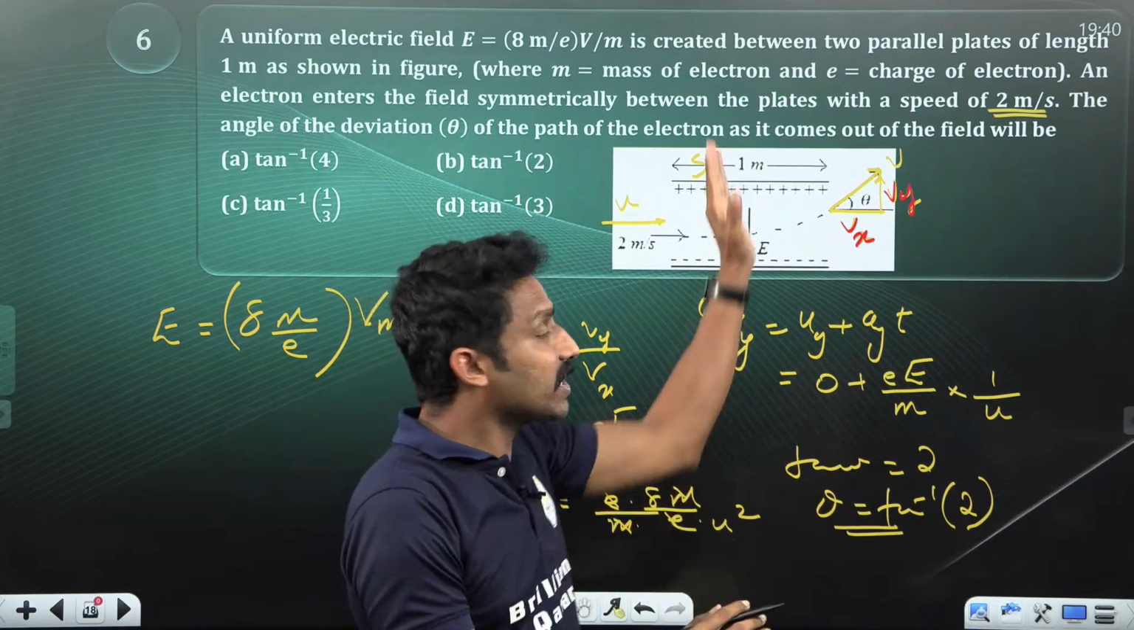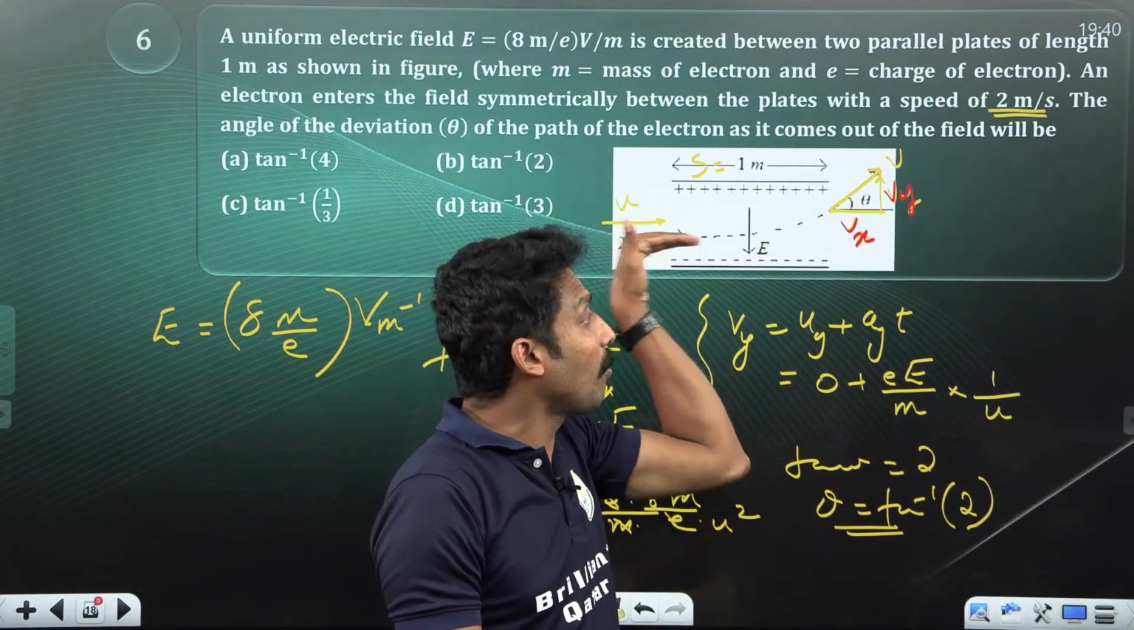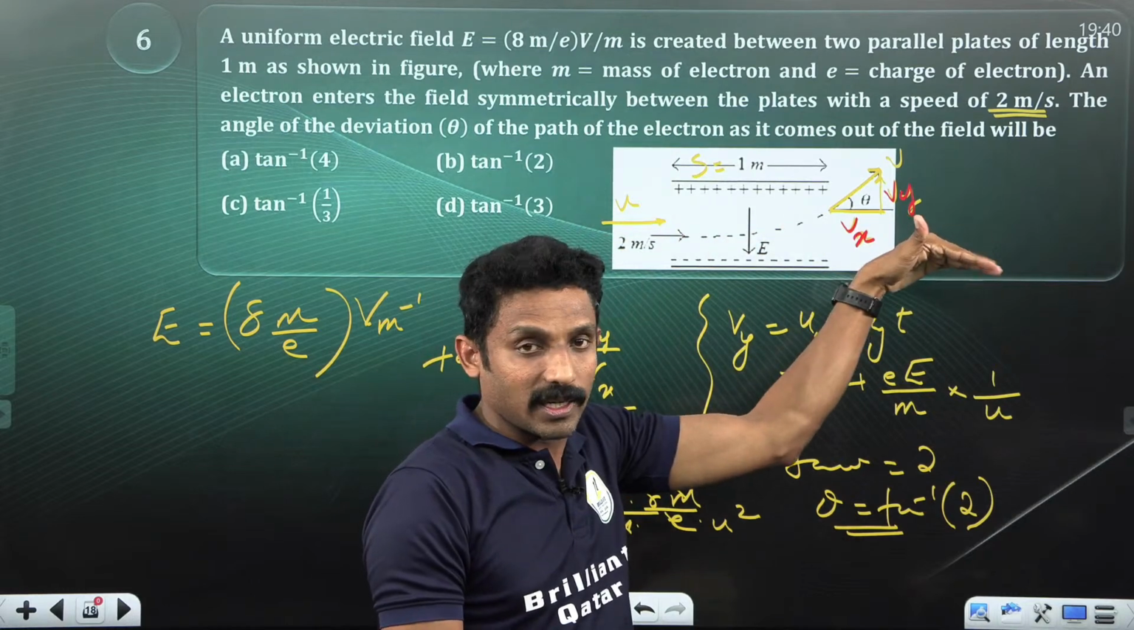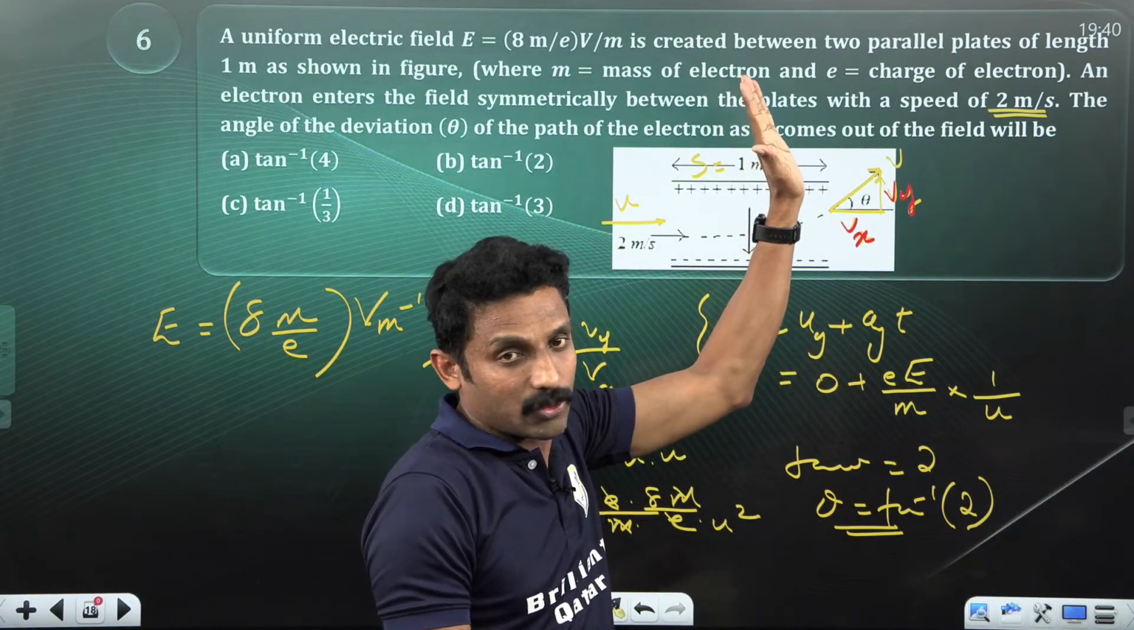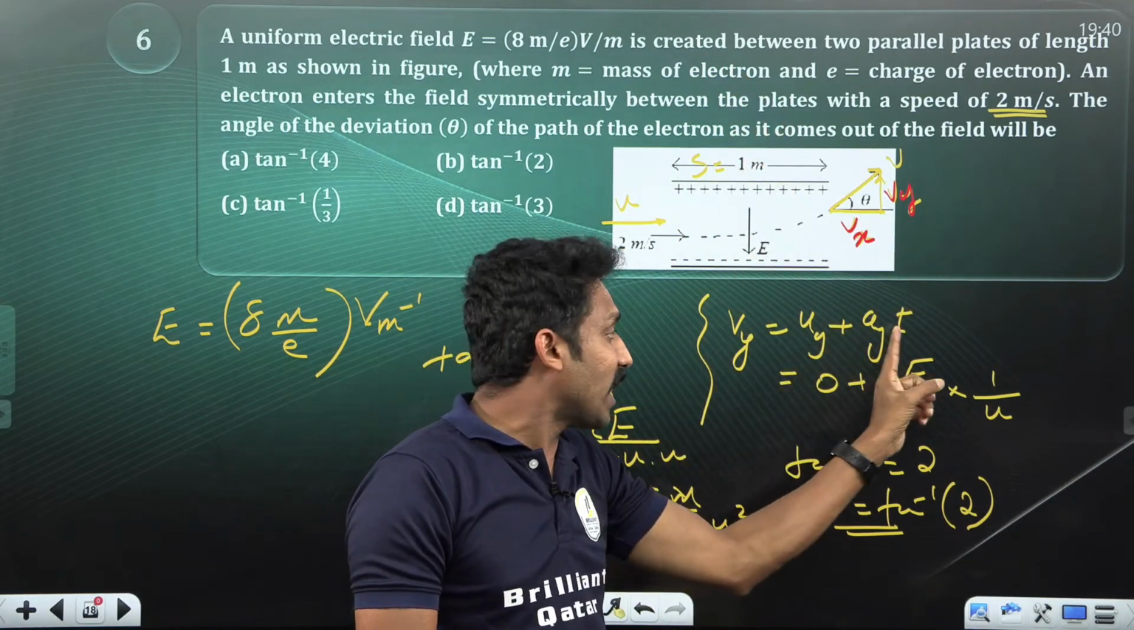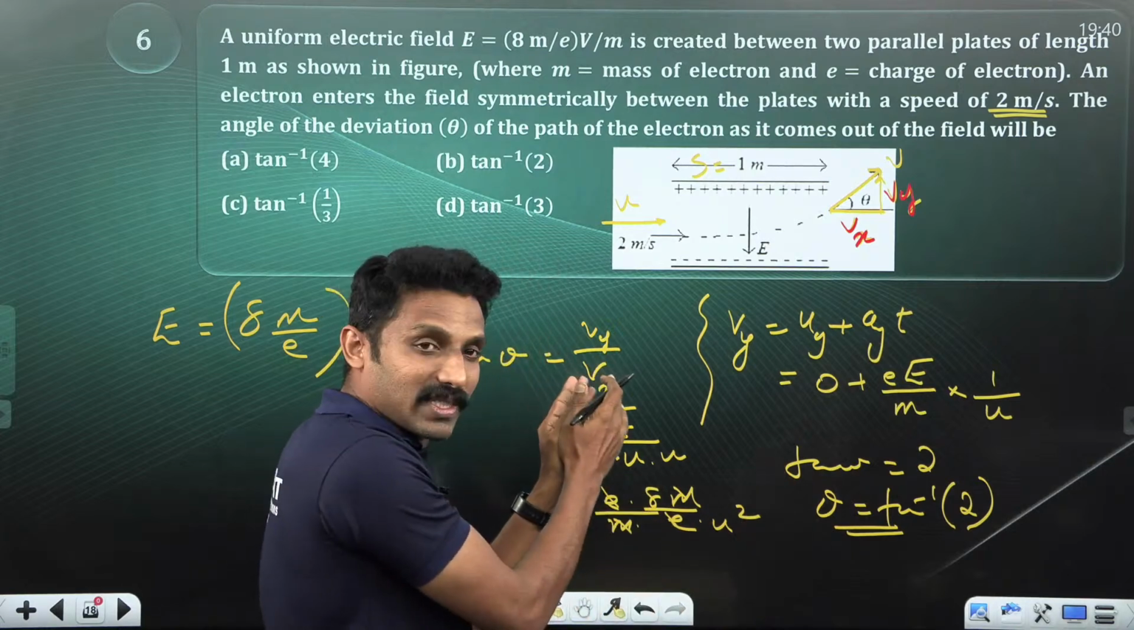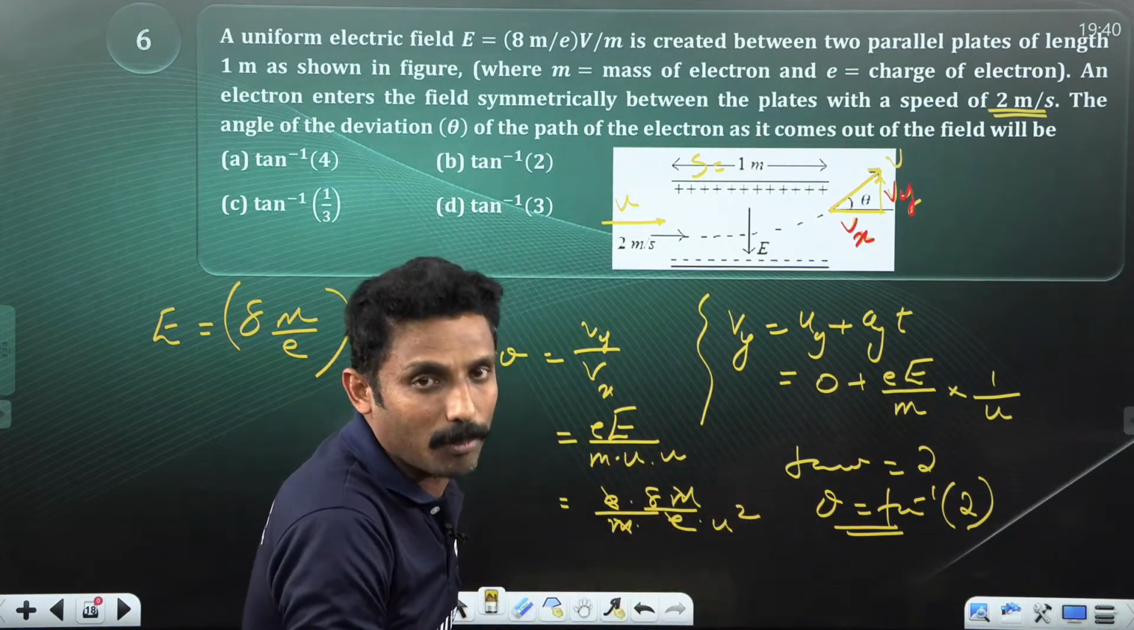Here this motion is accelerated, and this motion is uniform motion, because there is no acceleration here. There is acceleration here, so that's why the expression of Vy is u plus at. But the expression of Vx is simply u, because it is uniform motion.